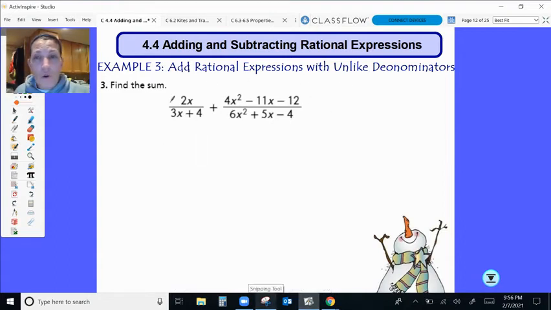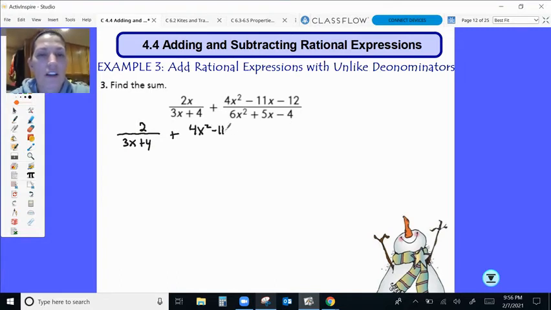So let's go ahead and keep going here and just find our common denominators. I'm doing lots of practice today, so I hope you guys can follow along. So we have this 2x over 3x plus 4, plus, we got this 4x squared minus 11x. We don't need to factor the tops when we're adding and subtracting because we only need to find common denominators. This one here we're going to have to factor.